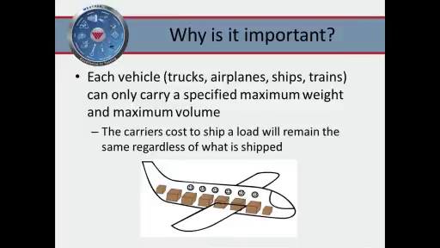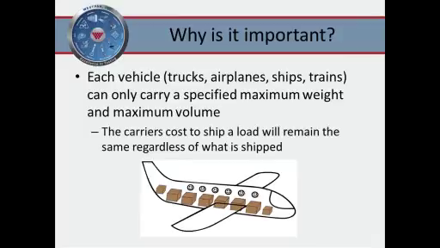Thanks for that, Herb. So what Herb just said was that pretty much each vehicle, whether it's a truck, airplane, ship, or train, can only carry a specified maximum weight and maximum volume. And the carrier's cost to ship a load will remain the same regardless of what is shipped. So whether they ship a partial airplane or a full airplane, it's going to cost the same, no matter what. Same thing with the truck.